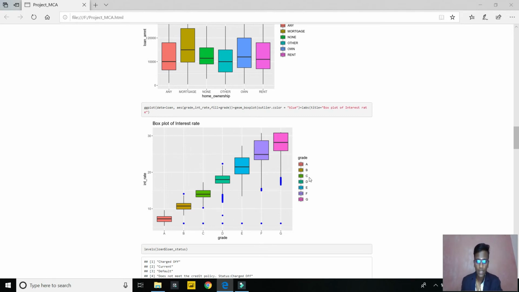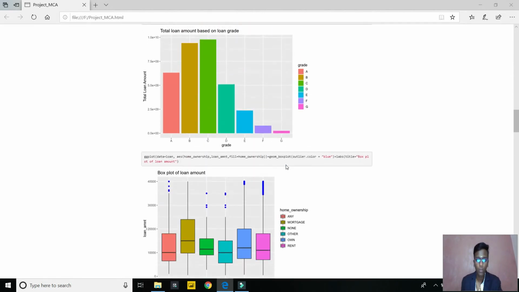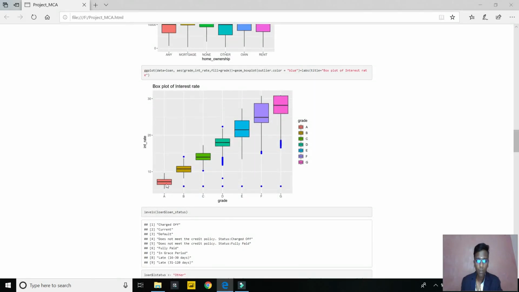So A, B, C, D, E, F, G. This type of box plot shows the amounts for each grade. A has less interest and G has the highest interest. G's interest was too high, so the loan amount paid was totally low. We can directly see here that A's amount was totally high.